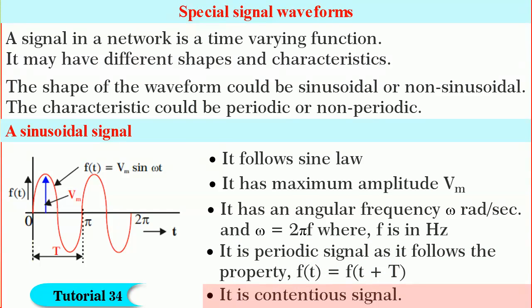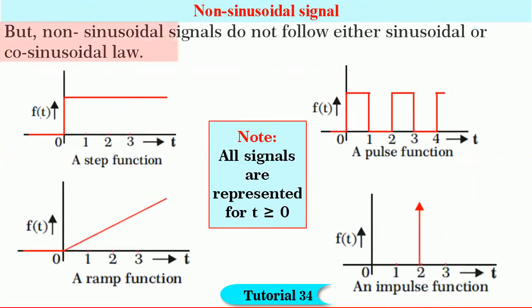It is a continuous signal, but non-sinusoidal signals do not follow either a sine law or a cosine law. Please note it. A few examples of non-sinusoidal signals are shown in figure. The first one is a step function, second is a pulse function, third is a ramp function, and the fourth is an impulse function. Note that all signals are represented for t greater than or equal to 0.